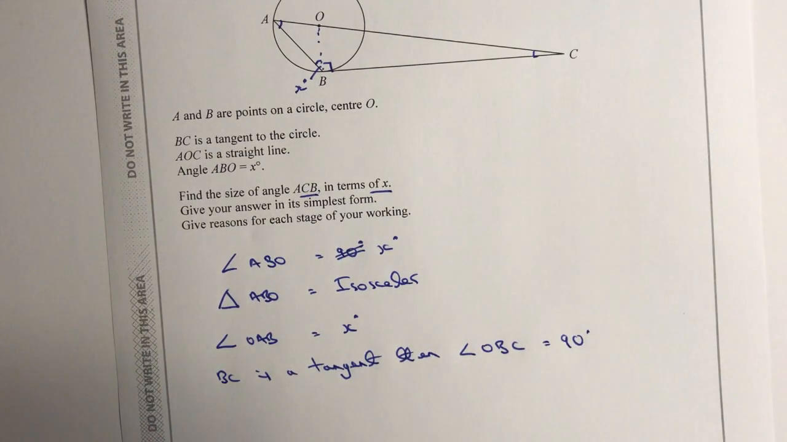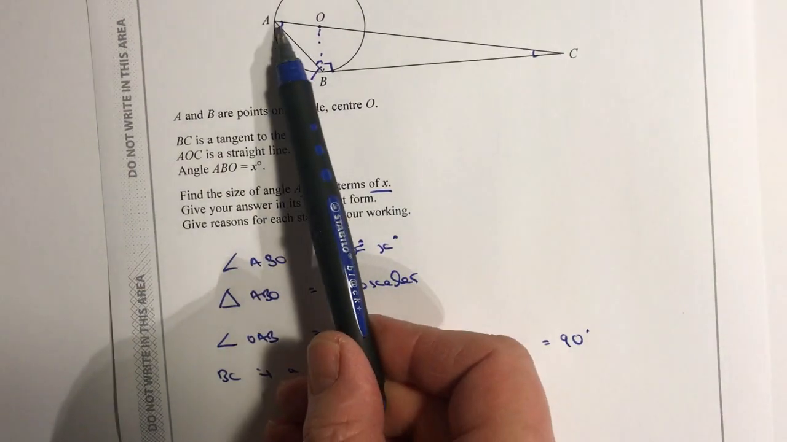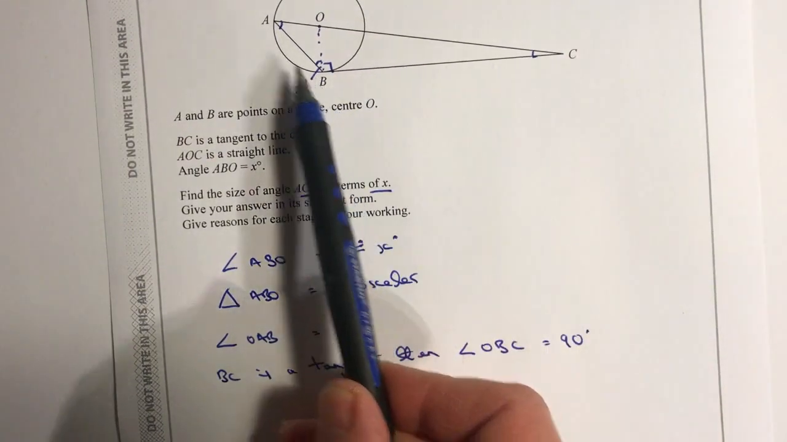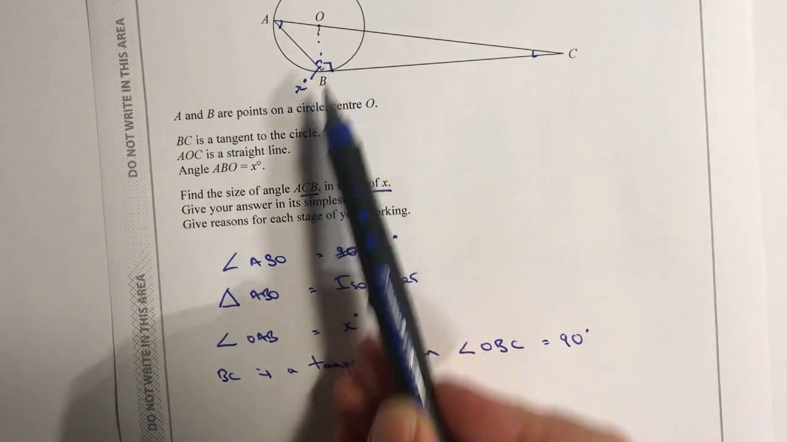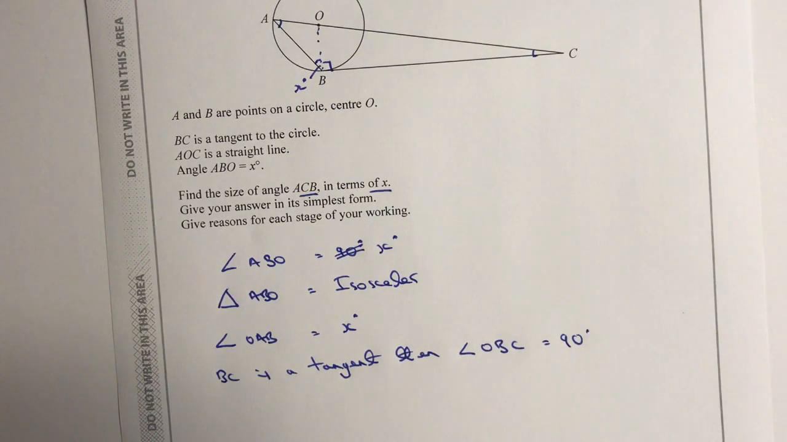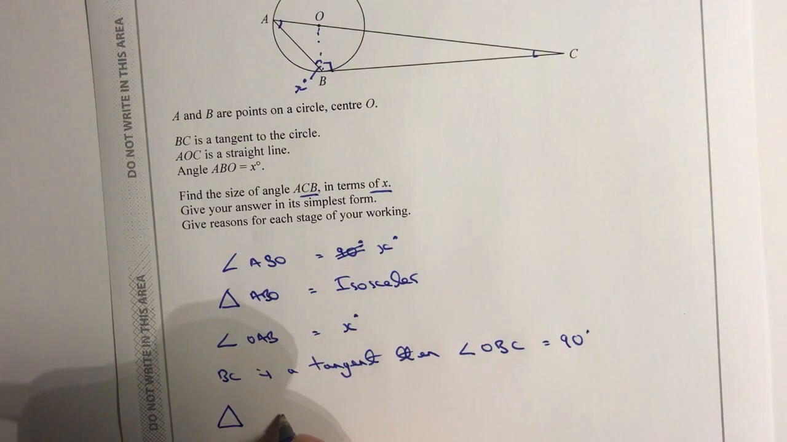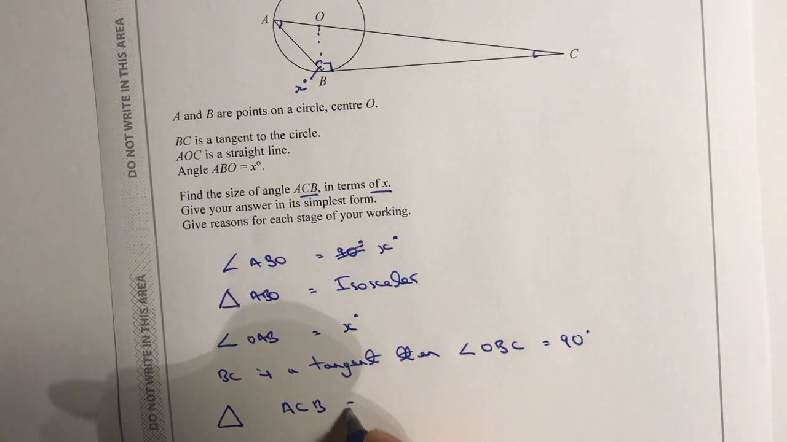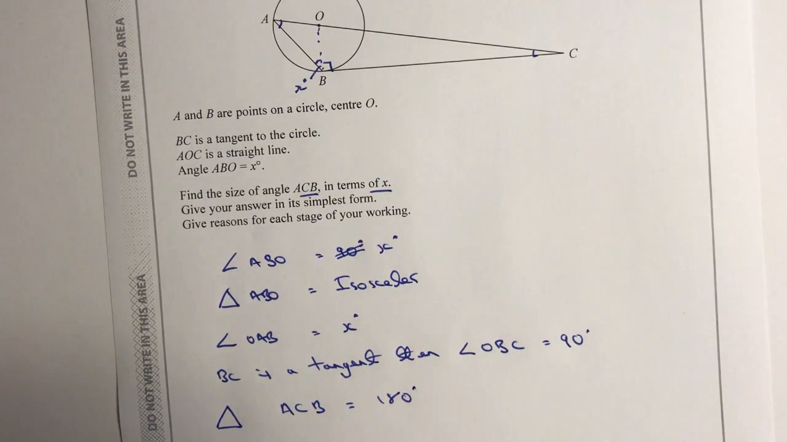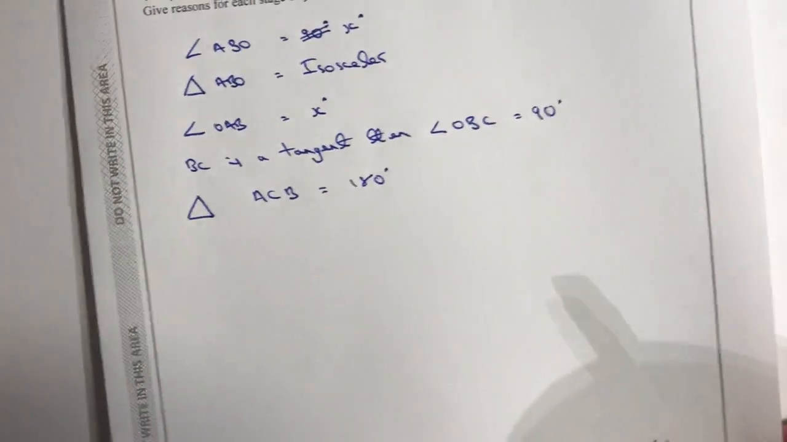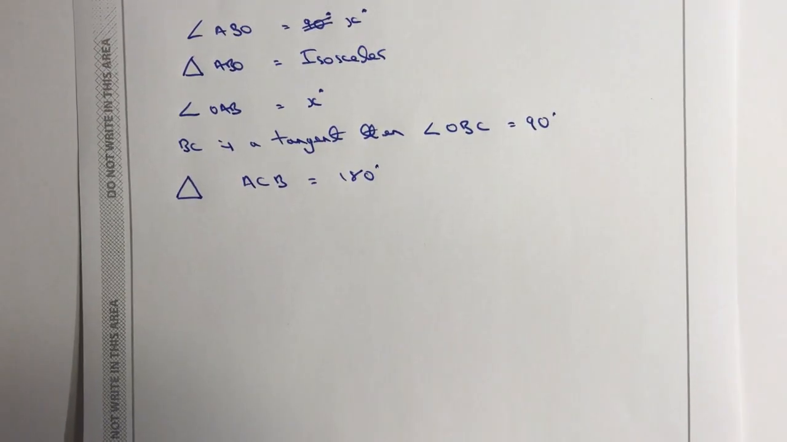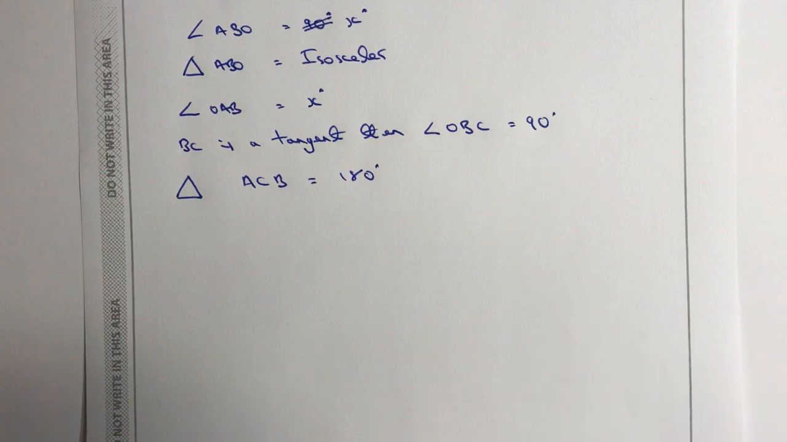Okay, so now we've got this value of the large triangle here, which is x. We've got this value, which is also x, and we've got this value, which is 90 degrees. So we can put all of that together, and what we can say is that angles in triangle ACB are going to total 180 degrees. Now I'm going to have to move down the page a little bit here, but hopefully you can refer back to the drawing if you need to. So we're saying that the total angles in a triangle add up to 180 degrees.